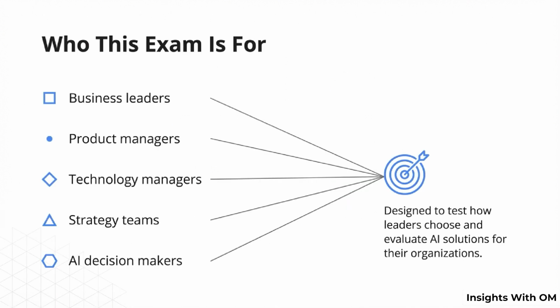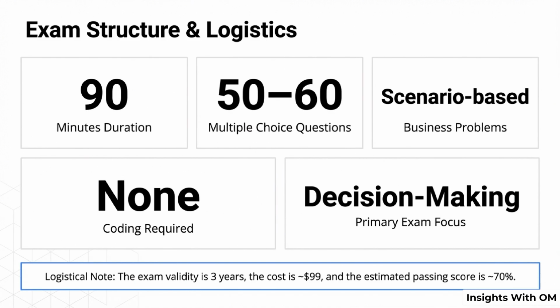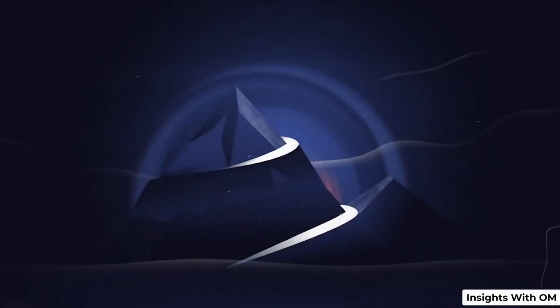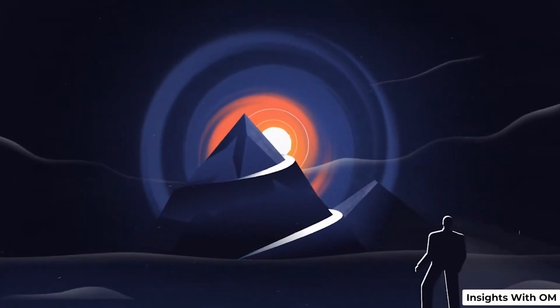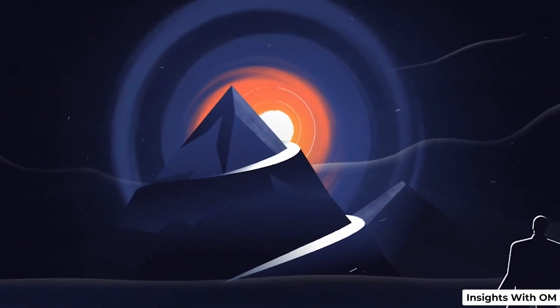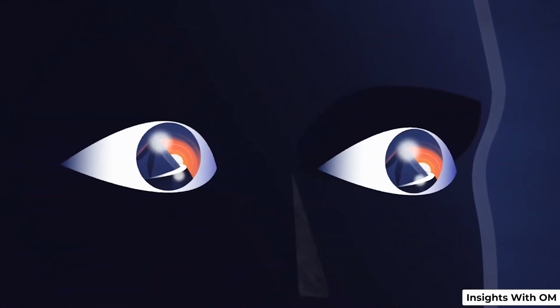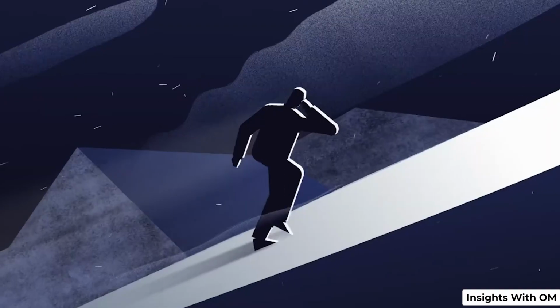The certification is designed for people who make decisions in organizations, such as product managers, business leaders, technology managers, and strategy teams. These are the people who decide how AI should be used inside a company. The exam itself is about 90 minutes long and usually contains around 50 to 60 multiple-choice questions. Instead of asking simple definitions, most questions describe real-world business situations. For example, a company might want to build an AI assistant using internal documents, and you must choose the best solution from several options. So the exam is less about memorizing facts and more about thinking like a leader, making practical decisions.